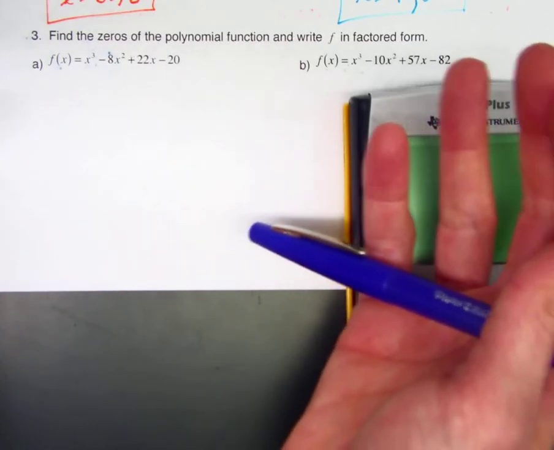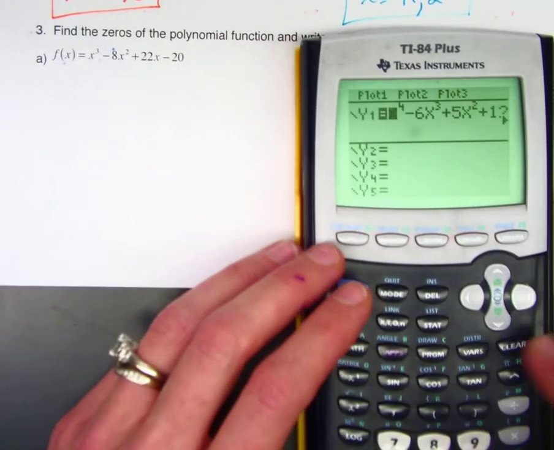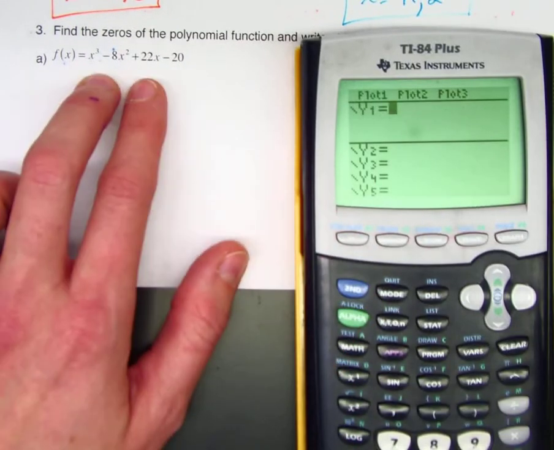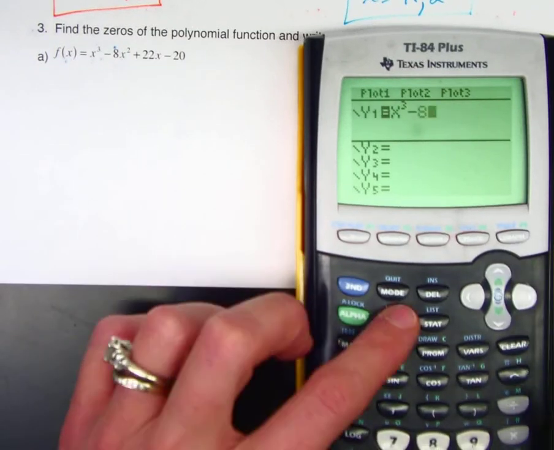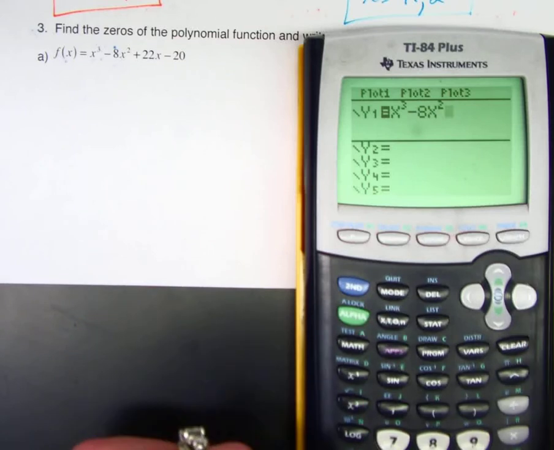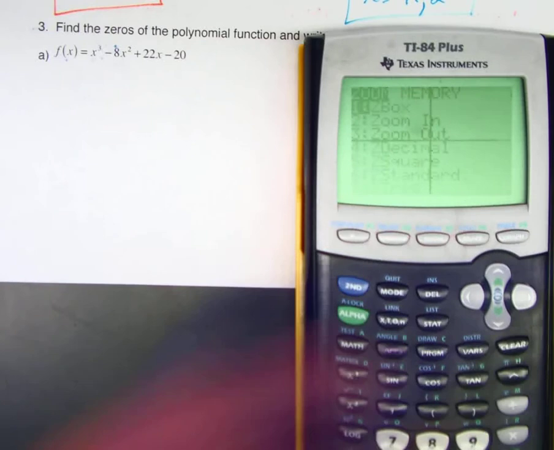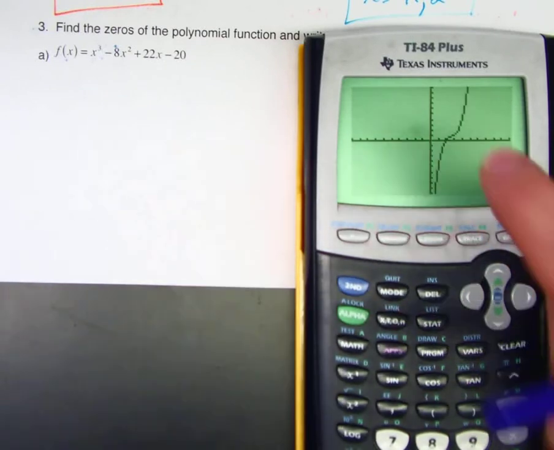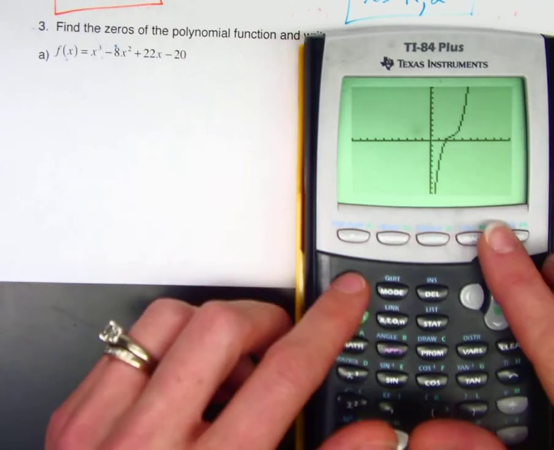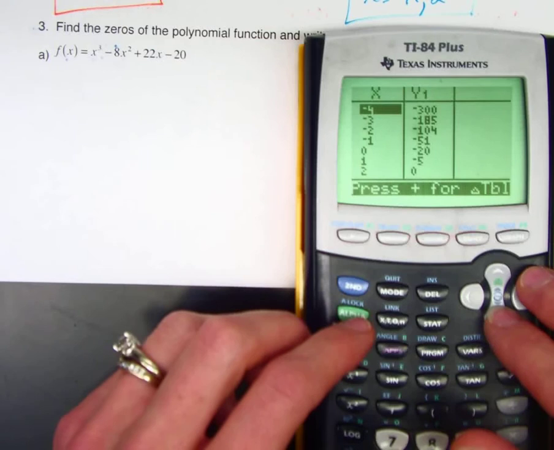However, you guys do have your calculator, so I would strongly suggest using that to see if we have any real or rational zeros. So we have x cubed minus 8x squared plus 22x minus 20. And I'm going to press zoom 6 to just put it in the standard viewing window. And there is a 0 here. It looks pretty close to 2. Let's see. Yep. All right.